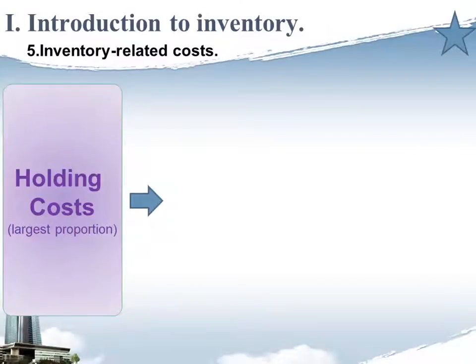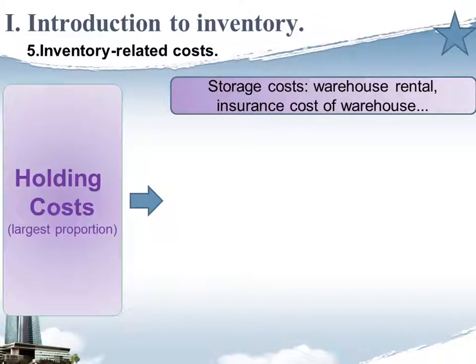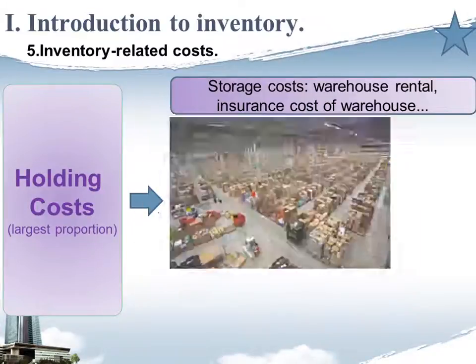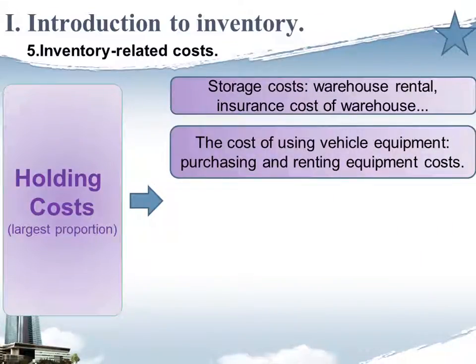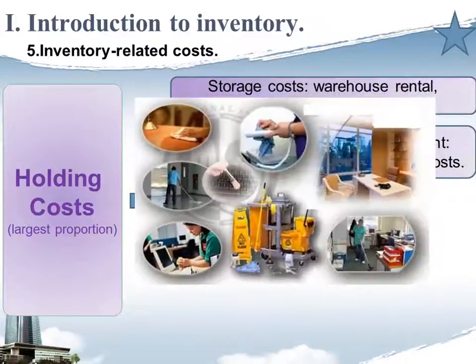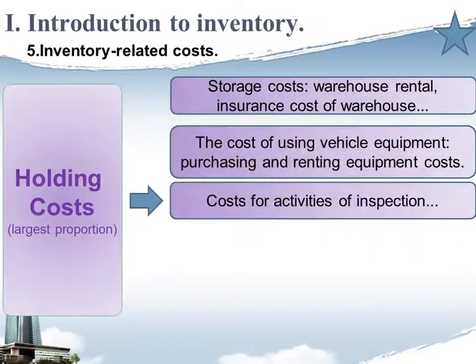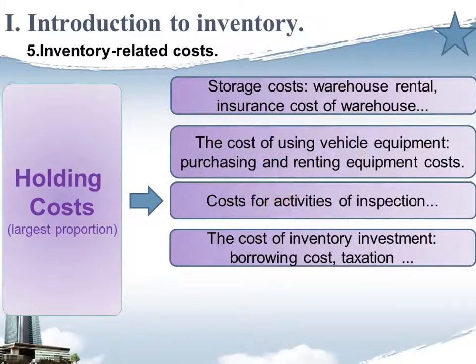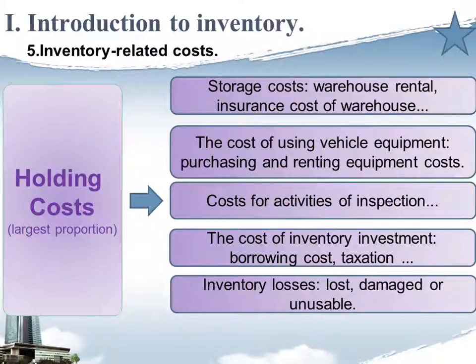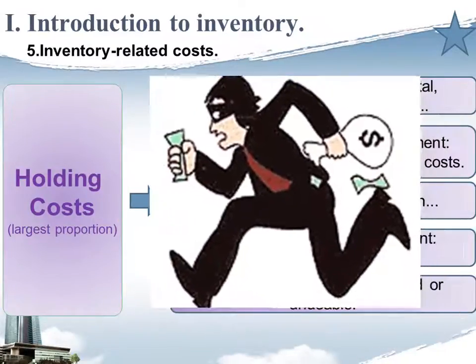The 5th, inventory related cost. Holding cost, the largest proportion being storage cost, warehouse rental, insurance cost of warehouse, or the cost of using vehicle equipment, purchasing and renting equipment cost for activity of inspection, and the cost of inventory investment, borrowing cost, taxation, and the final inventory loss. Damages are unusable.